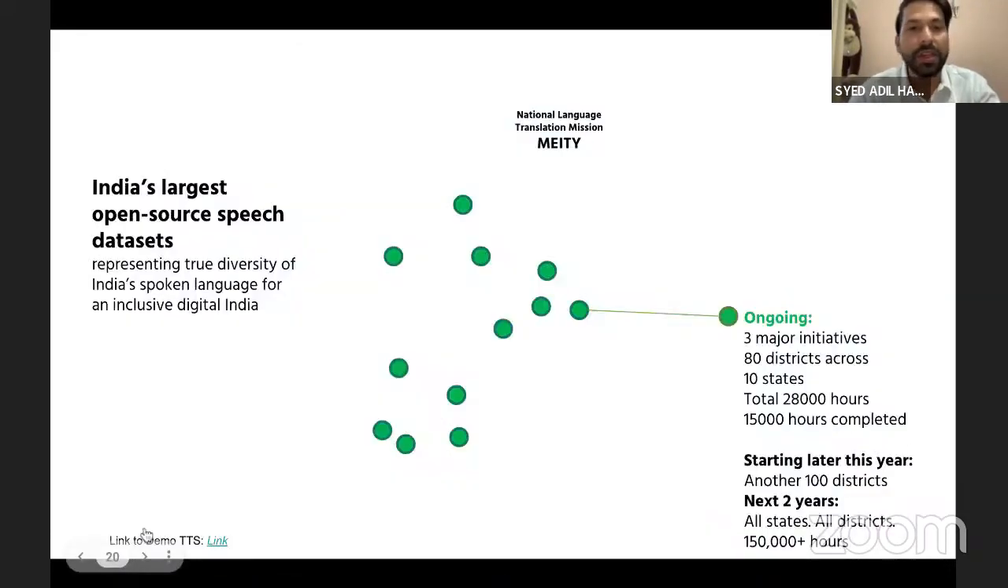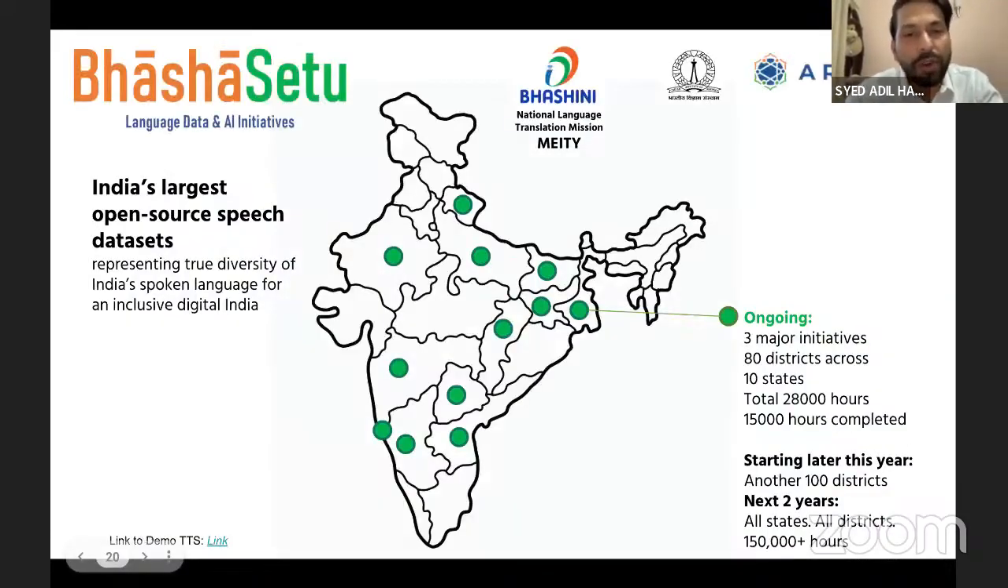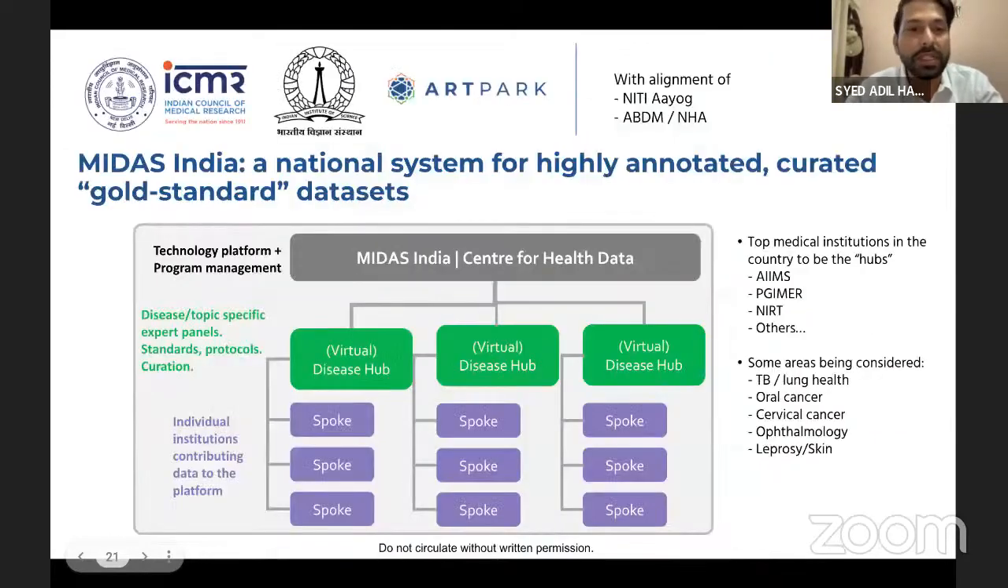Just another quick platform we have been creating. We are building India's largest open source speech datasets along with Bhashini and Google, where we understand how vernacular language is going to make IoT devices more meaningful. I can talk more about this offline if anyone is interested.